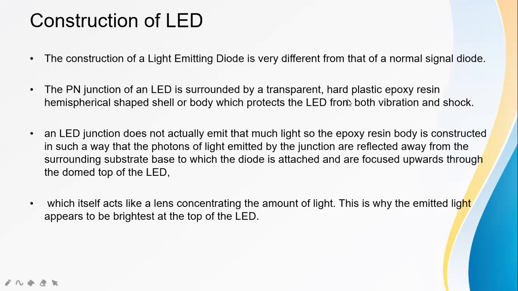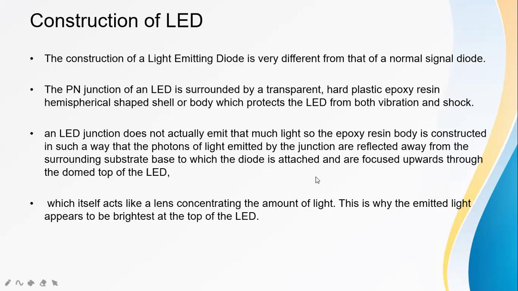it is molded with hard plastic epoxy in a hemispherical shape, which itself acts like a lens concentrating the amount of light. This is why the emitted light appears brightest at the top of the LED. That means the photons of light emitted by the junction are reflected away from the surrounding substrate base to which the diode is attached and are focused upwards to the dome top of the LED.